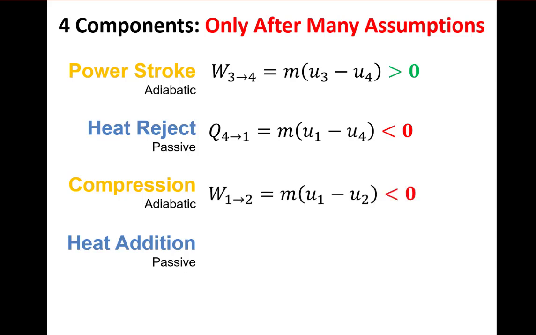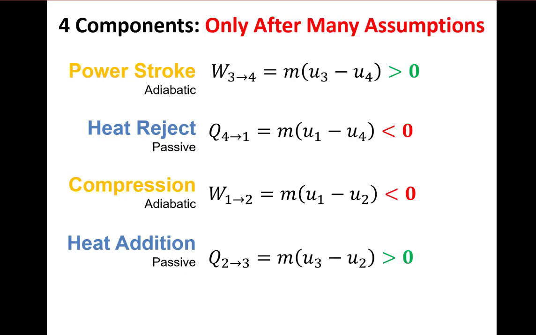The compression, right? Here we're going from state 1 to state 2, and it's about work. So this is m times u at the beginning of the process minus u at the end of the process. We expect this one to be negative. And then the heat addition is going to be m times u at the end of the process minus u at the beginning of the process, and we expect that one to be positive.